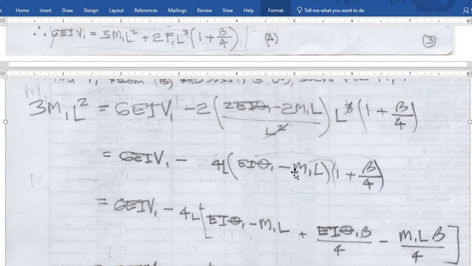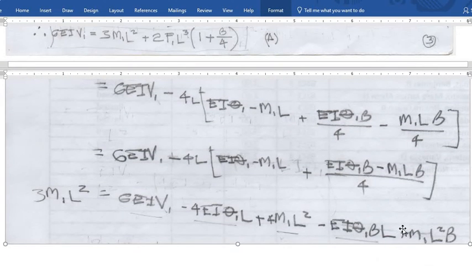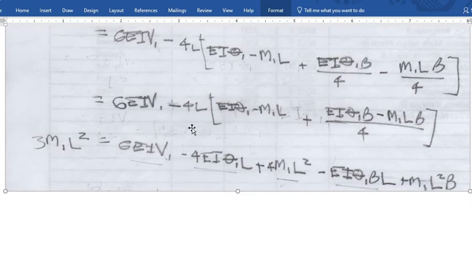Minus m1l times 1, which is this, plus ei theta 1 times beta all over 4, which is this. And then, minus m1l multiplied by beta all over 4, which is this equation. And then, since both are all over 4, we combine them. We now distribute 4l to each of the terms inside the bracket.